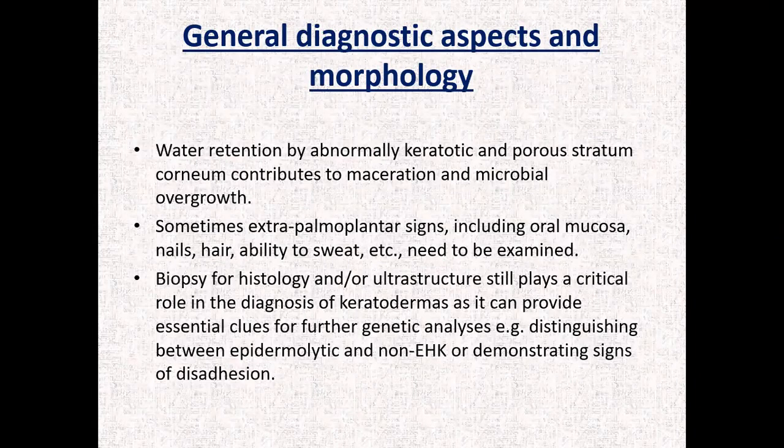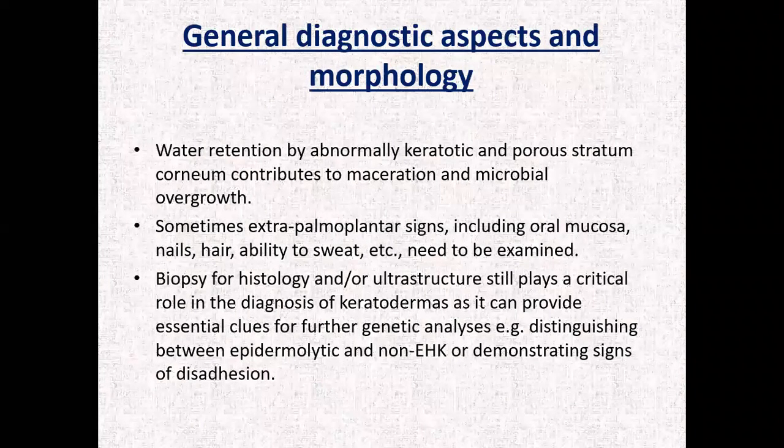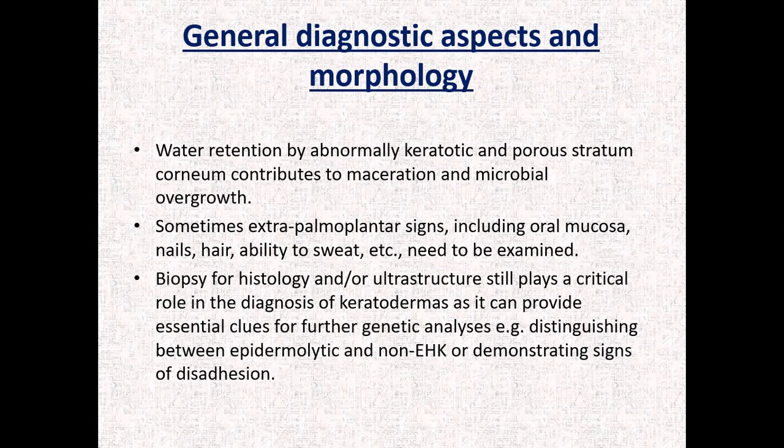The generalized diagnostic aspect and morphology. Water retention by abnormally keratotic and porous stratum corneum contributes to the maceration and microbial overgrowth. Since in all keratodermas the main feature is thickened stratum corneum, this thick stratum corneum is capable of absorbing lots of water and hence becomes thickened and macerated on immersion in water, as well as is a source of microbial overgrowth, both fungal as well as bacterial.